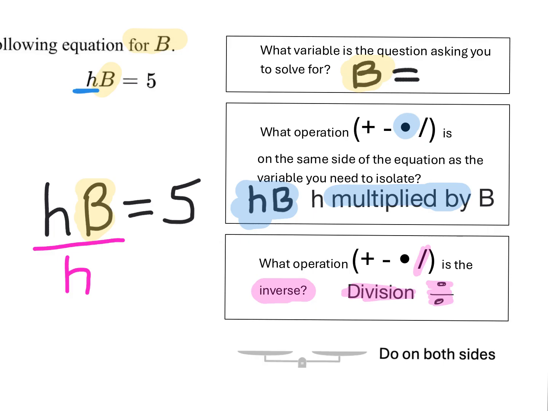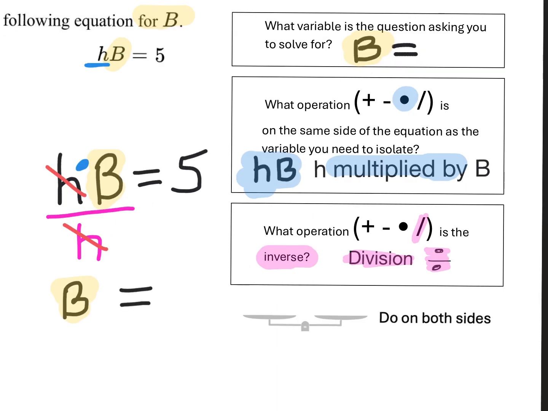If I divide by h, since multiplication and division are inverses of each other, my h is no longer here, and it is canceled out. So now my b is isolated like I want it to be. However, I need to keep in mind that since this is an equation, I must do the same division on both sides of the equal sign.